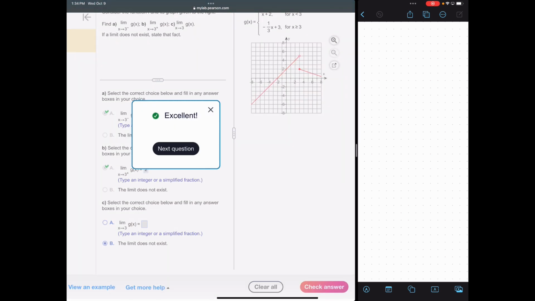Okay. Any questions about that one? Kind of the graph side of limits. Okay. Well, perfect. Let's move on.